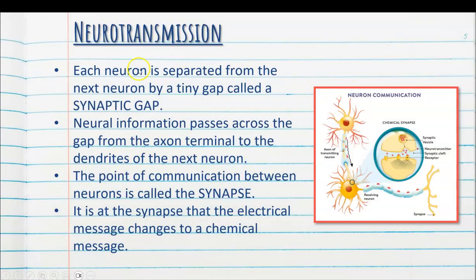Each neuron is separated from the next neuron, as we know, by a tiny gap called the synaptic gap. I talked about that in my previous video. Neural information passes across the gap from the axon terminal to the dendrites of the neighboring neuron. The point of communication between the neurons is called the synapse, and it's at the synapse that the electrical message changes to the chemical message.